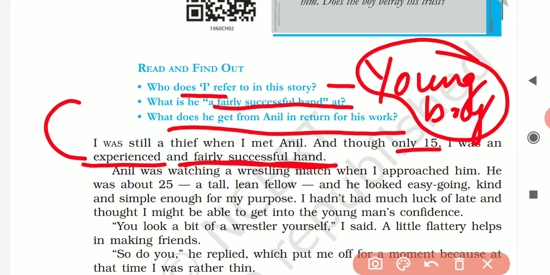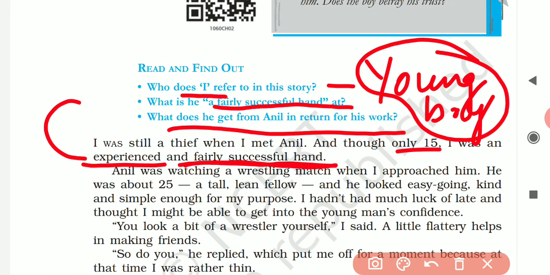A very smart thief, you can say. Until now, nobody has ever been able to catch him, or he has not been caught by the police, or by the person from whom he has stolen money or robbed. So that's why the young boy considers himself a fairly successful hand, meaning a very smart, very successful and very experienced thief. Now let's go on. "Anil was watching a wrestling match when I approached him."